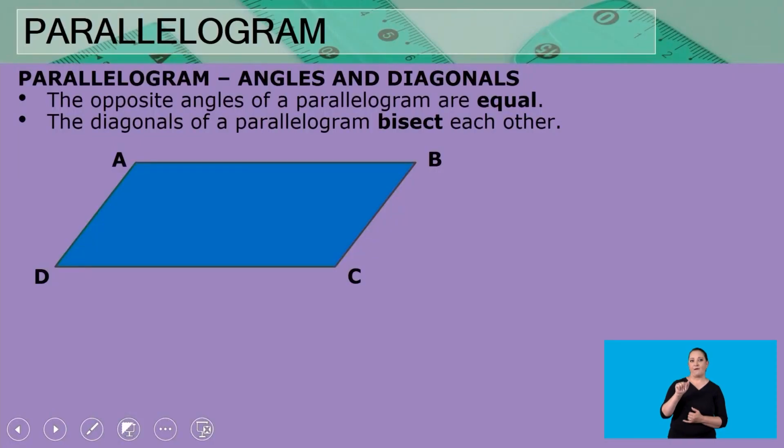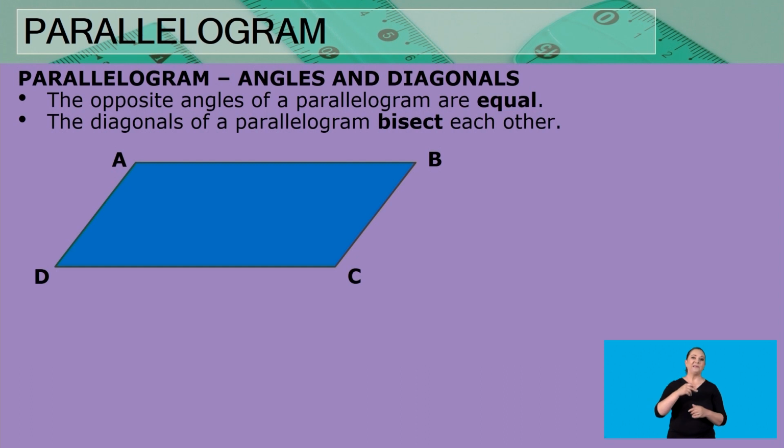Now we are going back to that concept map where we are going to look at our first concept, and that is the parallelogram. So let's look at a parallelogram focusing on the angles and the diagonals. Now we've already discussed the sides of a parallelogram, and we know that the opposite sides are parallel and the opposite sides are also equal as well.